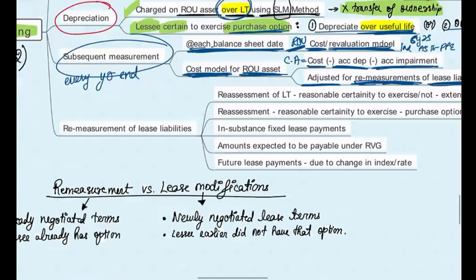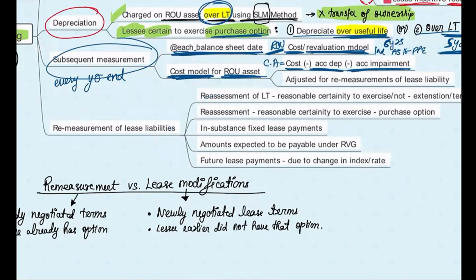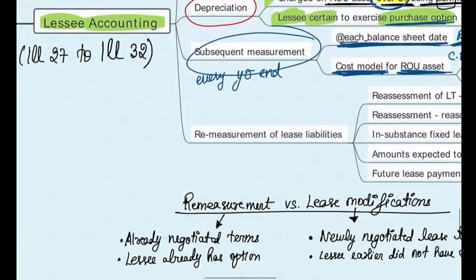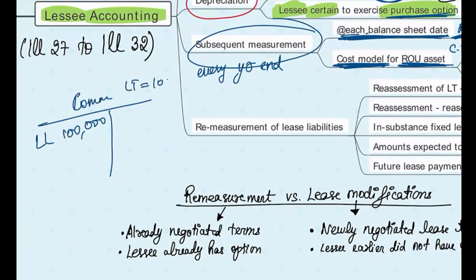Now, what is remeasurement of lease liability? We are going to understand that now. So when do you remeasure your lease liability? Usually, at the commencement date itself, you record a lease liability. Suppose you have recorded the lease liability at 1 lakh rupees. But sometimes, suppose the lease term is for 10 years, at the 4th year end some circumstance might happen which might force you to remeasure the lease liability.